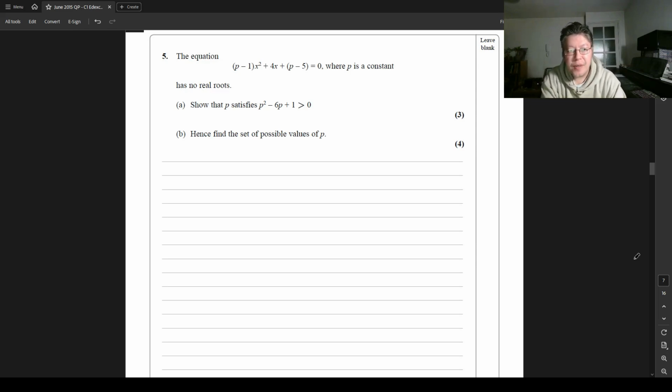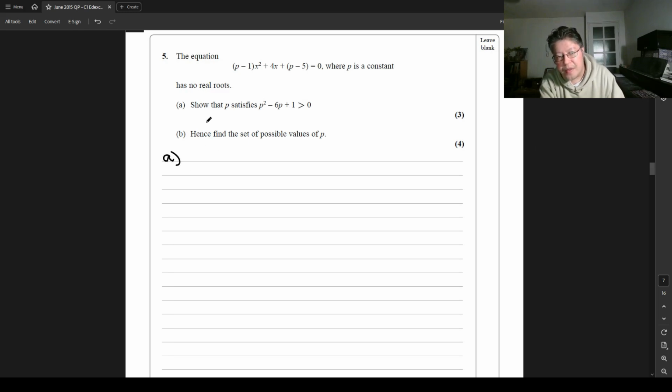Okay, question number 5, and we're given an equation, a quadratic equation, and we're told it has no real roots. And so this is a discriminant question. Part A, show that p satisfies p squared minus 6p plus 1 is greater than 0. So let's do that.